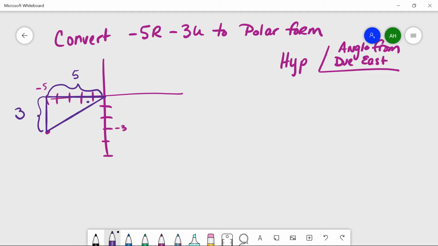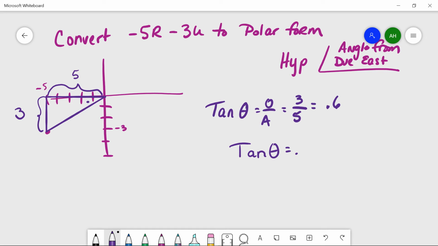So adjacent and opposite, I'm going to use tangent when I know the adjacent and the opposite. So we could say that the tangent of theta, this unknown angle, is going to equal the opposite over the adjacent. So that means this equals 3 over 5. So that's going to equal 0.6. So I know the tangent of some angle, the tangent of this angle equals 0.6. So what I need to do is find the inverse tangent. So this is going to be inverse tangent 0.6.